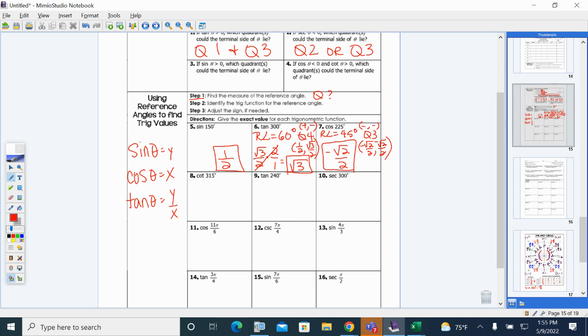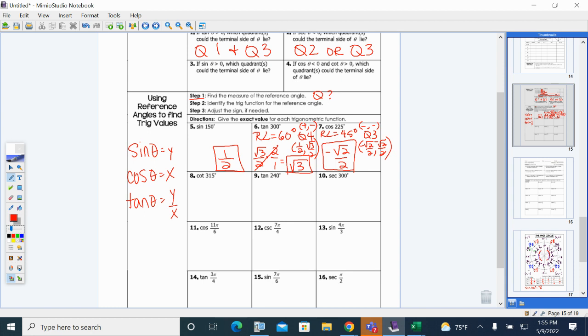So to be perfectly honest here, and totally upfront, I don't really use the unit circle a lot here to evaluate these trig ratios, but you certainly can if you've got it written out.